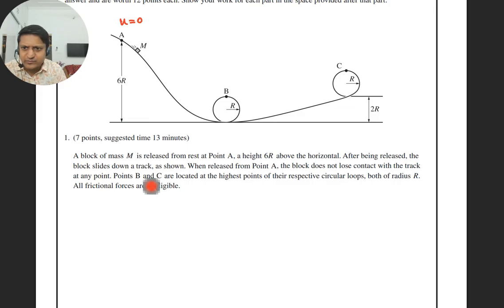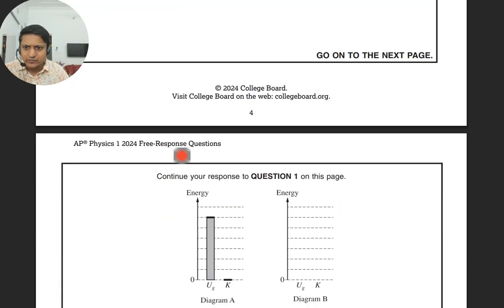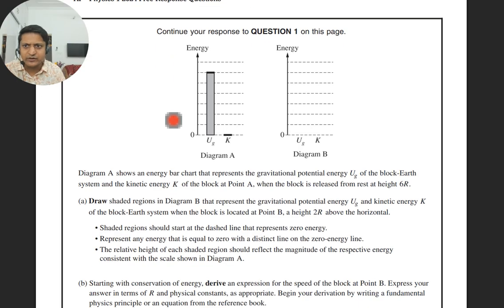After being released, the block slides down the track as shown. When released from point A, the block does not lose contact with the track at any point. The points B and C are located at the highest points of their respective circular loops, both of radius r. So there is a loop and this object is able to pass them. All frictional forces are negligible. So now we have to draw the graphs.